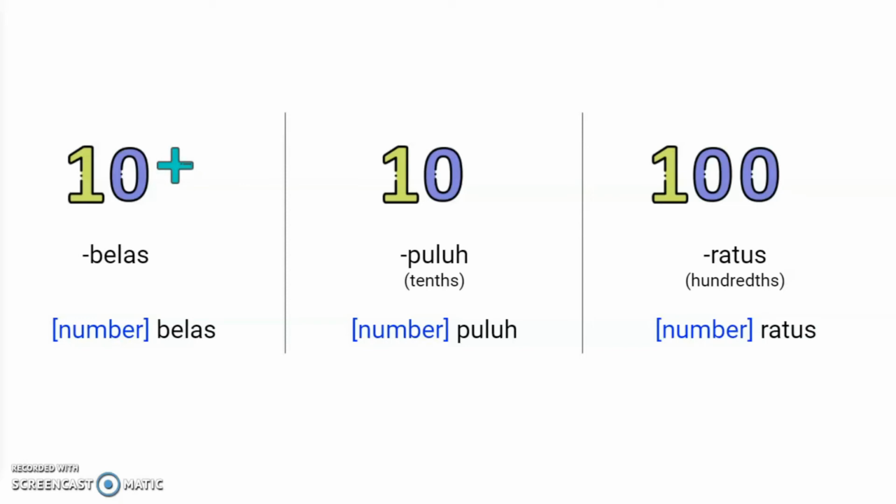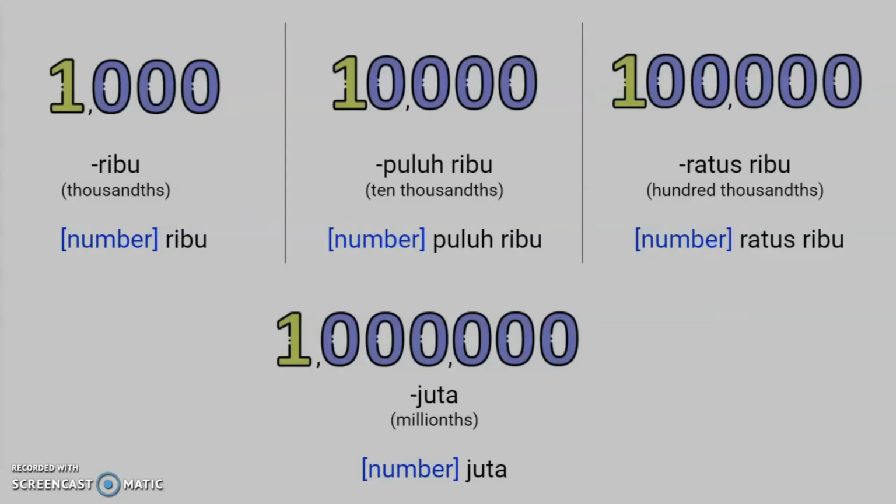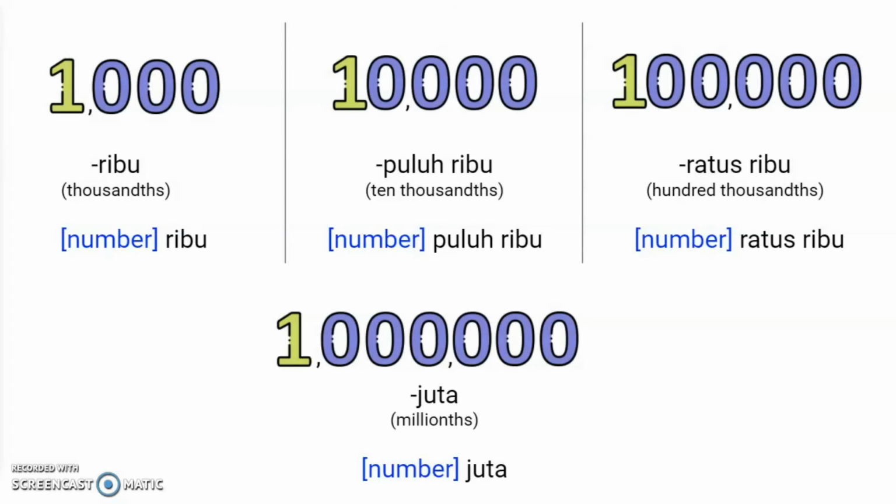So here's a recap on what we've learned so far. For a number of 10 plus, meaning between 10 and 20, you will only need to add the word belas after the number. For a number of tens, you can simply add the word puluh. Likewise for the hundreds, which is ratus, and ribu, which is for the thousands. If there are 4 zeros, you can use sepuluh ribu. Whereas if there are 5, that will be seratus ribu. For 1 million, you can use juta.